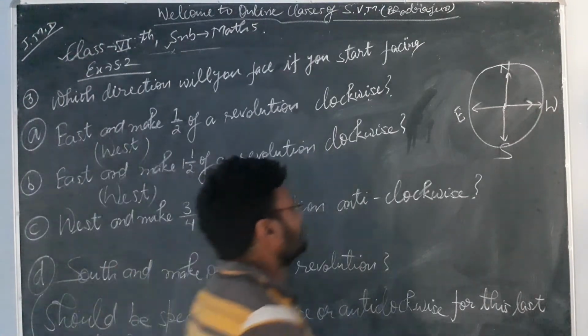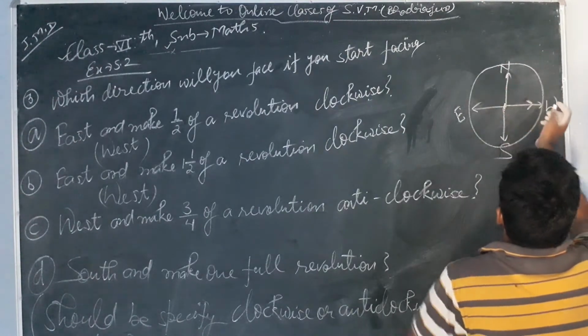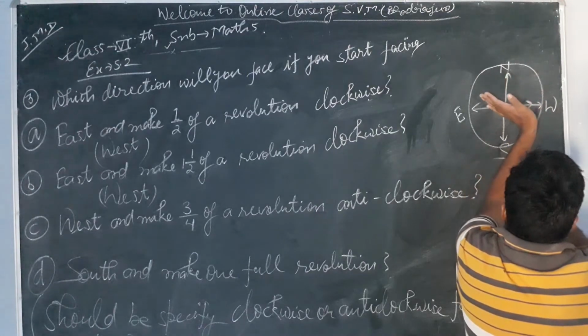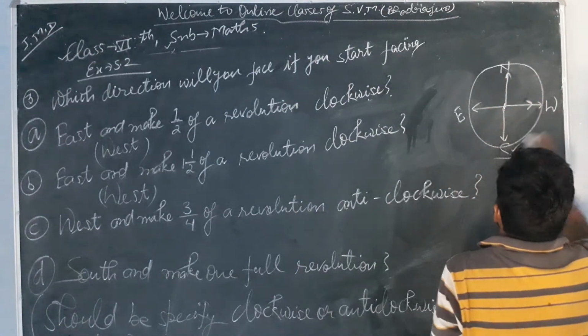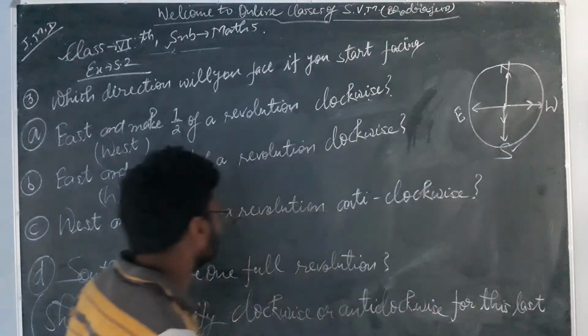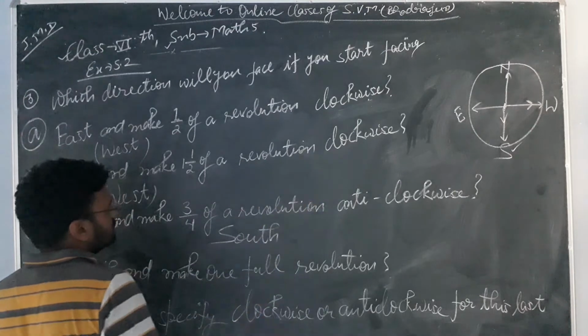This direction is clockwise and we are taking 3/4 anti-clockwise. So if we are facing this side, then this is a quarter, this is 2/4, this is 3/4. So we will face towards south. So our answer for C is south, and it is clearly visible in this figure also.